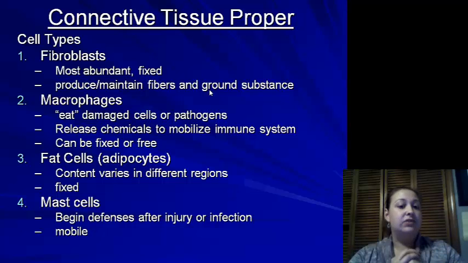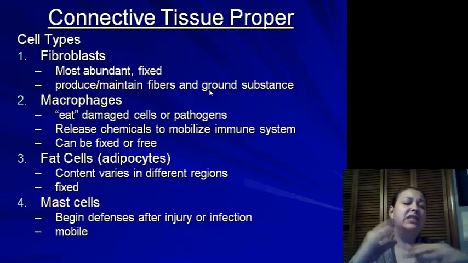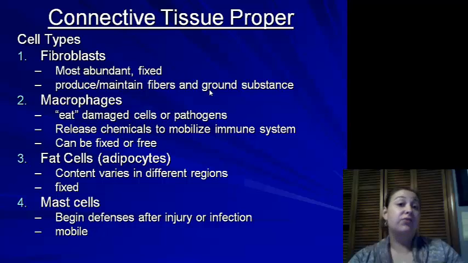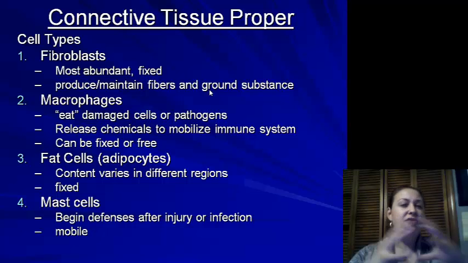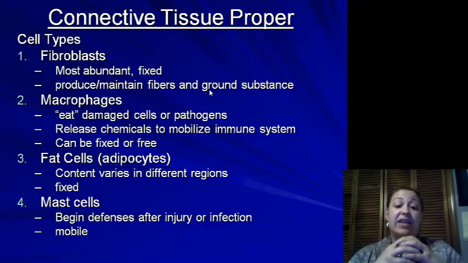We have fat cells or adipose cells or adipocytes, and the contents vary depending on the different regions that it's in. Now these are going to be fixed. They do not move around throughout the body. Finally, we have the mast cells, which are the beginning line of defense for when something is injured or there's an infection. And these are mobile.